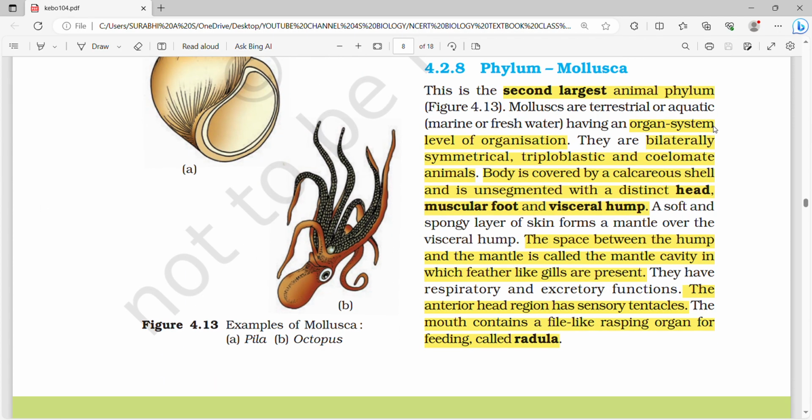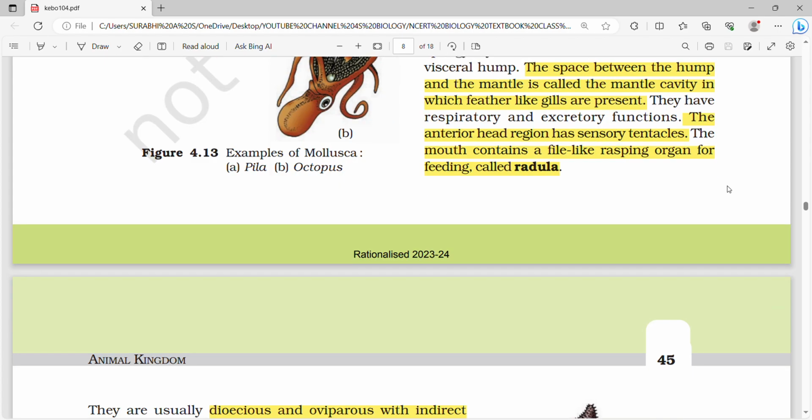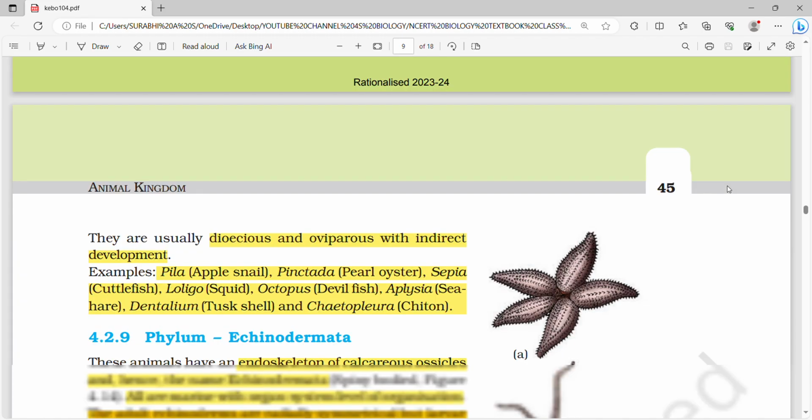And next, phylum Mollusca. This is the second largest after Arthropoda. They have organ system level of organization. They are bilaterally symmetrical, triploblastic, and coelomate animals. They have a body covered with a calcareous shell, and it is unsegmented, unlike in Annelida. They have a distinct head, muscular foot, and visceral hump. The space between the hump and the mantle is called the mantle cavity, in which the feather-like gills are present. The anterior head region has sensory tentacles, and the mouth contains a file-like rasping organ for feeding called the radula. So this is an important feature.